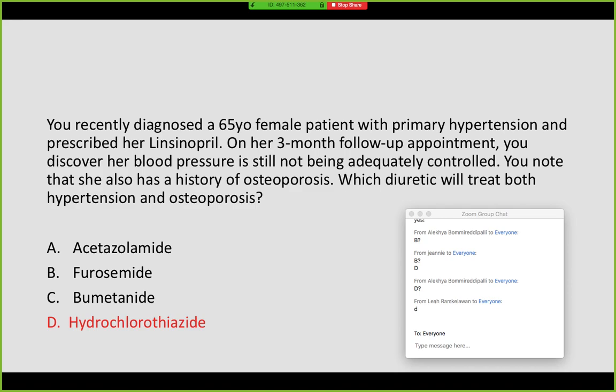drugs. So typically, if you start a patient on an ACE inhibitor, if that doesn't control their blood pressure, then the next thing you're going to add is a thiazide diuretic in most cases. It's kind of what the guidelines say.